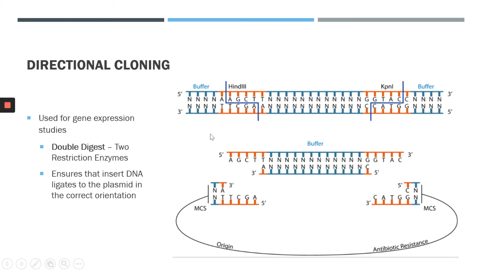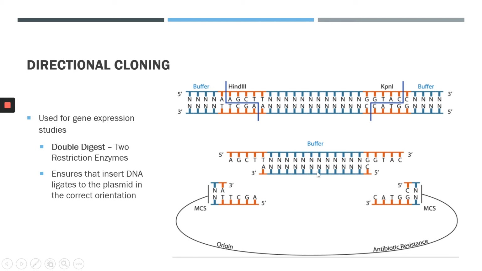Here we have an example of the insert DNA fragment and the vector. Both the insert and vector DNA fragments have been restricted with HinD3 and KPN1. And so now we have cohesive overhangs on both sides. So there's a different overhang on either side. We have the HinD3 restriction enzyme site on the left and the KPN restriction enzyme site on the right. And the vector has also been restricted with the same two restriction enzymes. The insert DNA fragment can only be ligated into the vector in this direction.